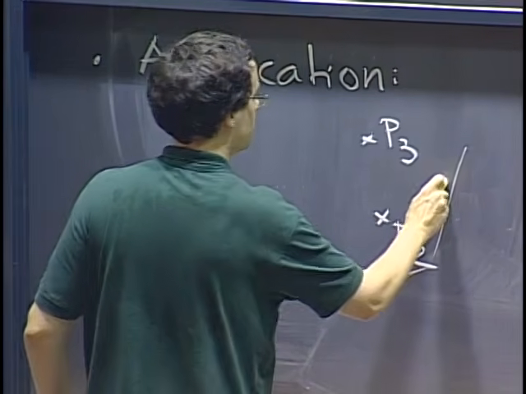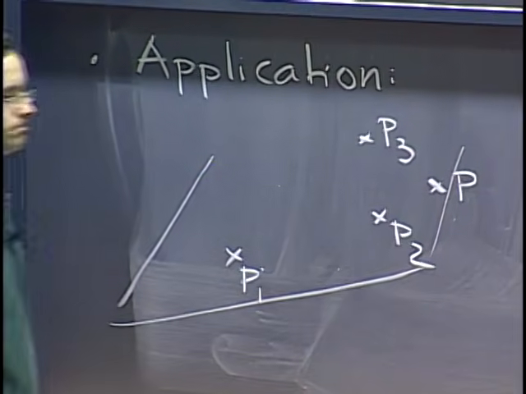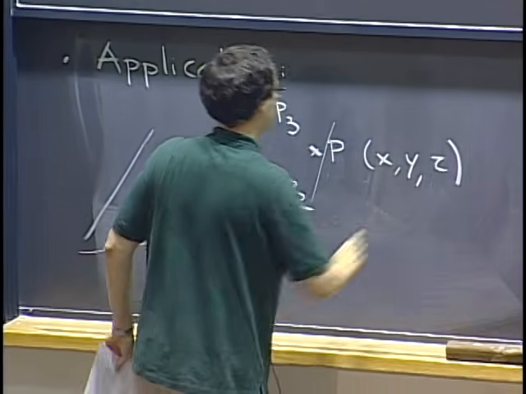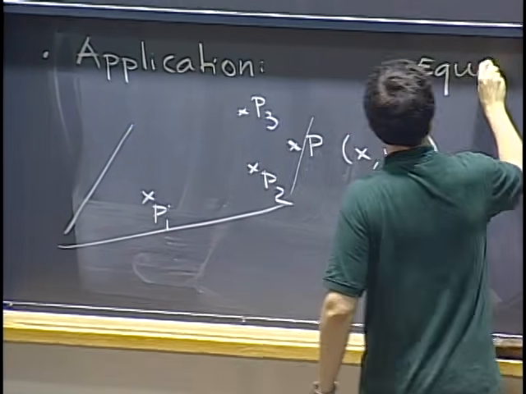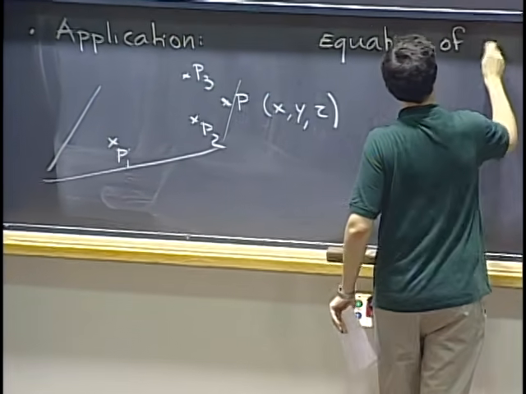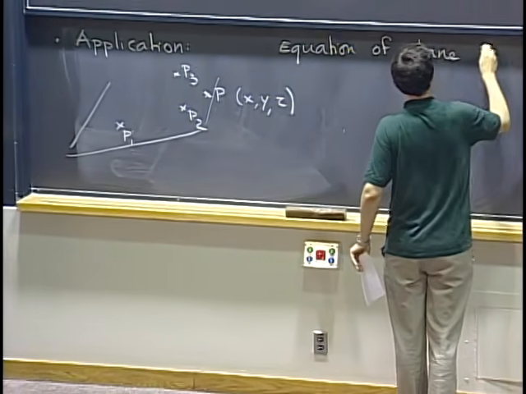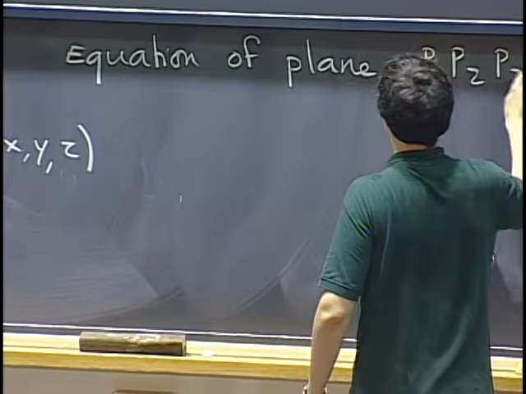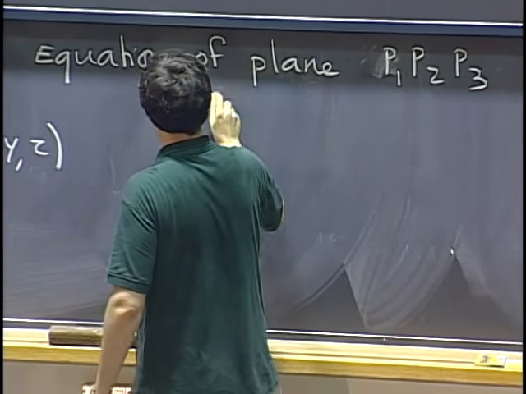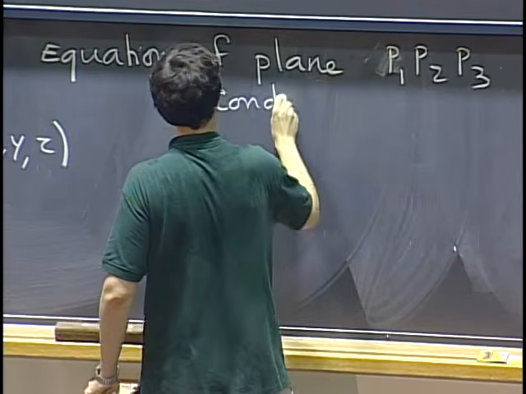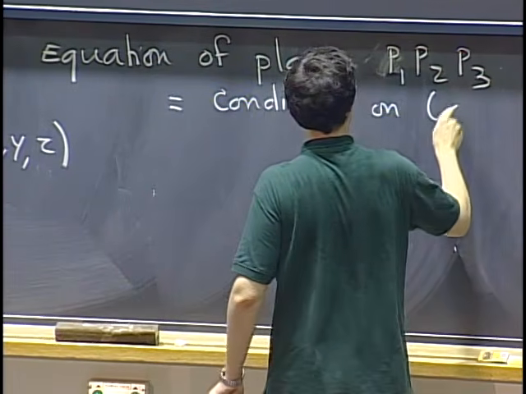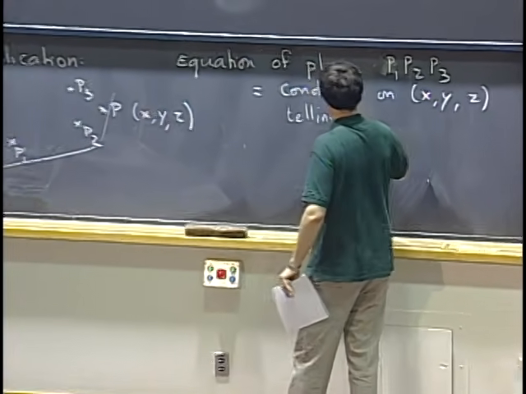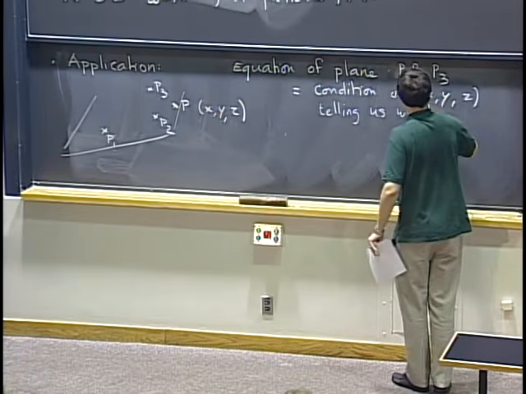So that means, let's say that we have a point P in space with coordinates x, y, z. Well, the equation of the plane, let's say the plane containing P1, P2, and P3, means we need to find a condition on the coordinates x, y, z telling us whether P is in the plane or not.